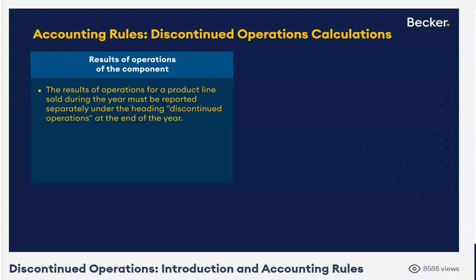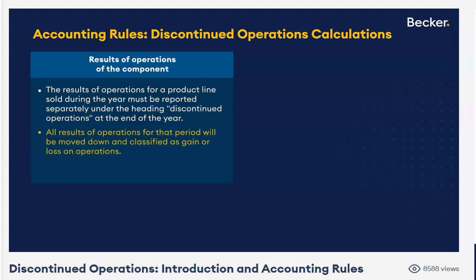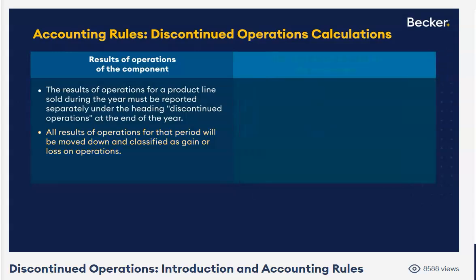We haven't sold it yet. So all the revenues and expenses for that product line now have to be separately reported under the heading discontinued operation, but for that period only. So even though we adopted the plan in July, if I'm doing my calendar year income statement December 31st, all my results of operations from January through December are going to be moved down below, and it'll be gain or loss on operations, okay, for this discontinued operation.